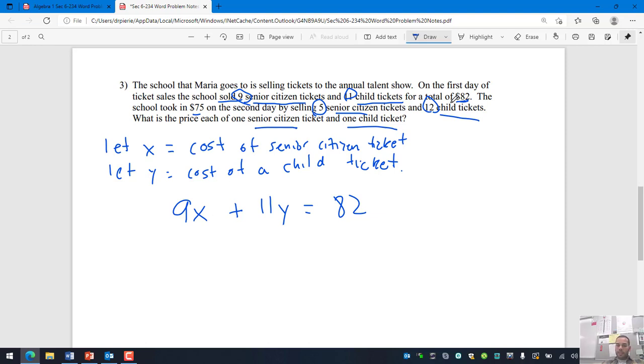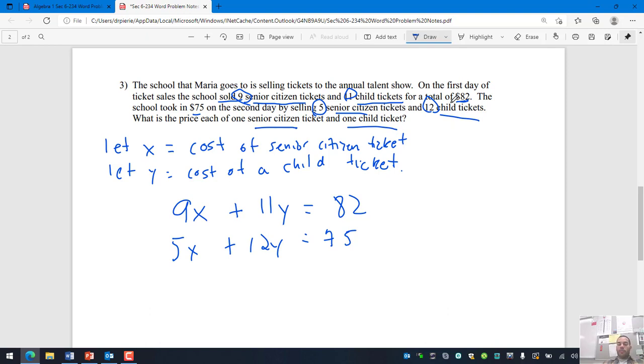Now let's do the exact same thing for our ticket sales from the second night. On the second night, the school took in $75. $75 is my total, and I had my total as the last thing written in the first equation, so I'll keep it over here for the second. And I sold 5 senior citizen tickets. Remember, senior citizen is X, so I'll have 5X. And then 12 child tickets, plus 12Y. When you add the money we made from senior citizens and children, we get a total of $75. That's how I get my 2 equations.